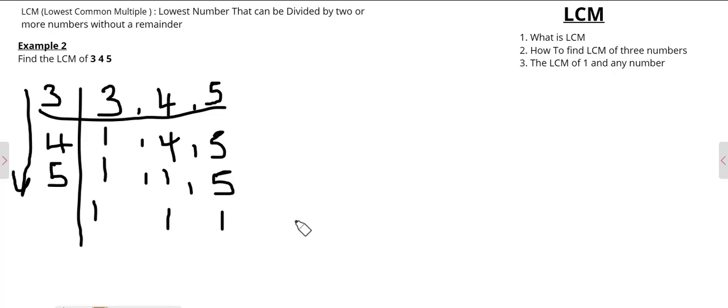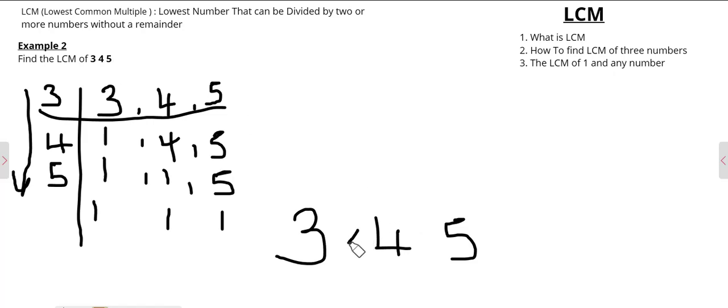So it becomes 3, 4, and 5. Notice how it is 3, 4, 5. So these numbers have nothing really common among them, except that the LCM for all of them is by simply multiplying all of them together.